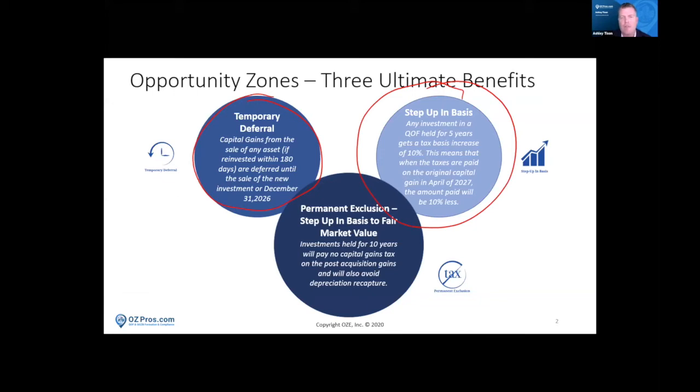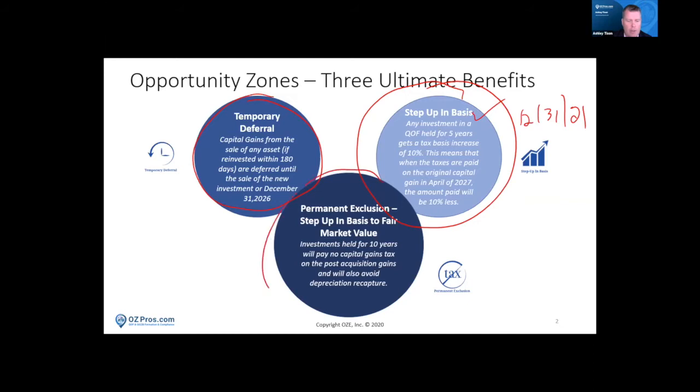So if you are invested for a 5-year or a 7-year hold by December 31st, 2026, then if it was 7 years, which basically you back up 7 years from December 31st, 2026, which made it December 31st, 2019, which unfortunately has passed, you get a 15% step up in basis. Now the next deadline is December 31st of 2021. And so if you're in by 12/31 of 21, you get this 10% step up in basis, which is effectively a 10% reduction in your taxes when you go to pay those in April of 2027.